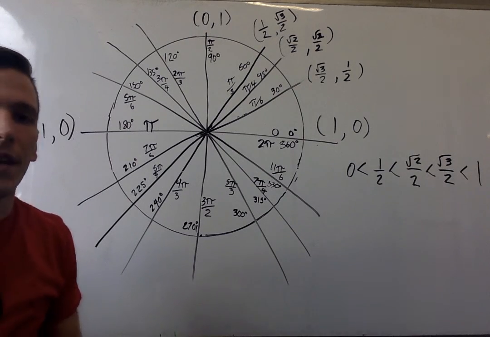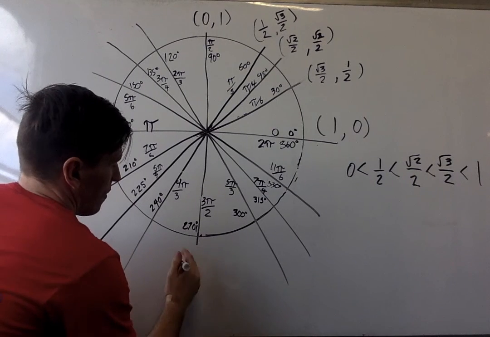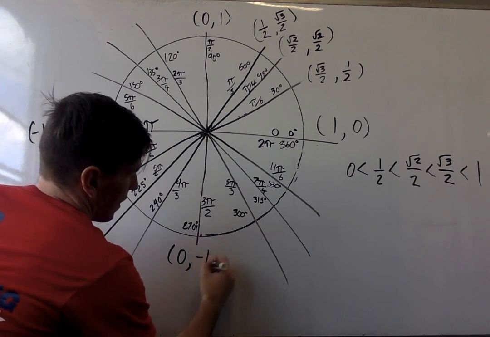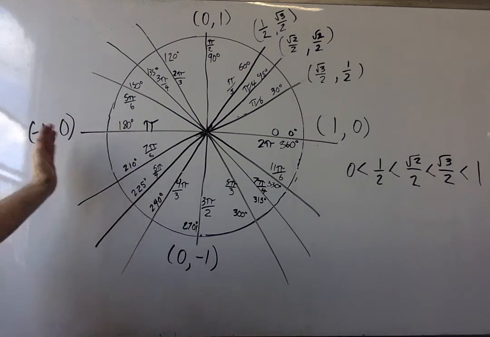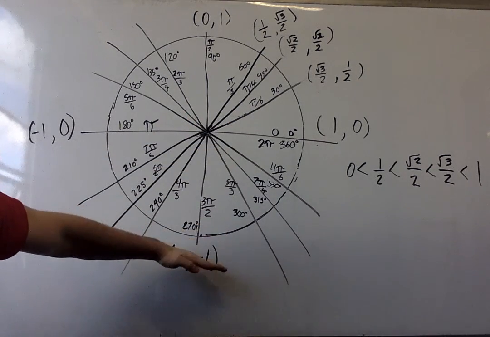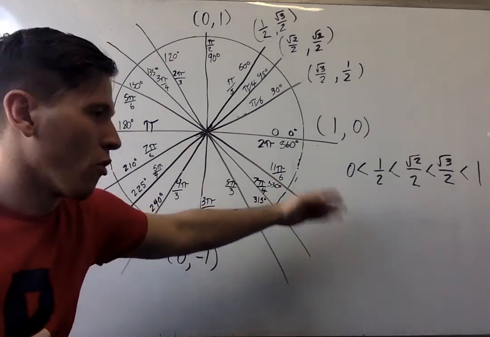And then it's going to do the same thing in reverse as it goes back down towards this point, which is 0, -1. So y will get more and more negative, and x will get closer and closer to 0. And then as you go through the last quadrant, y will get less and less negative, and x will get more and more positive.